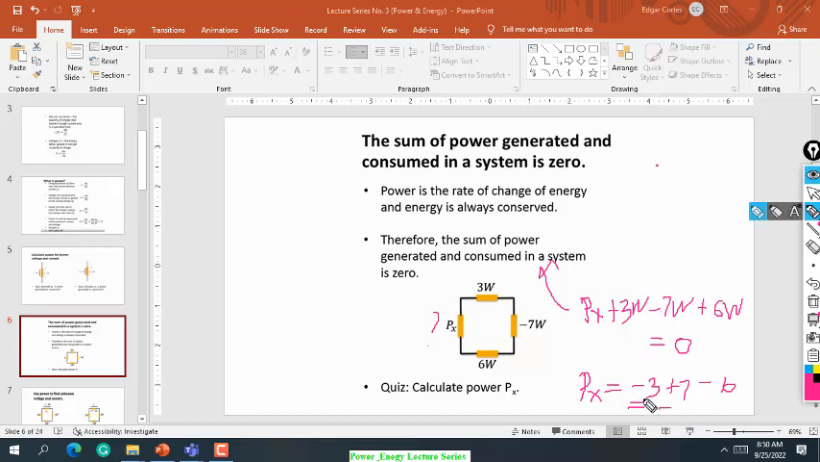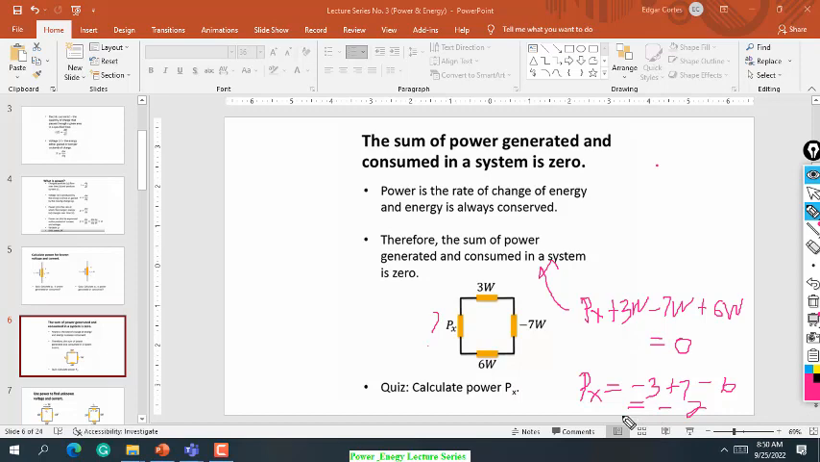Negative 3 plus 7, how much? Positive 4. Positive 4, minus 6. Negative 2. How much is that? Negative 2 or 2? Negative 2, sir. Negative 2, right?